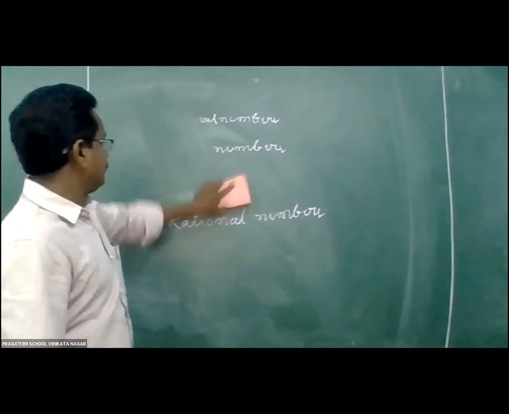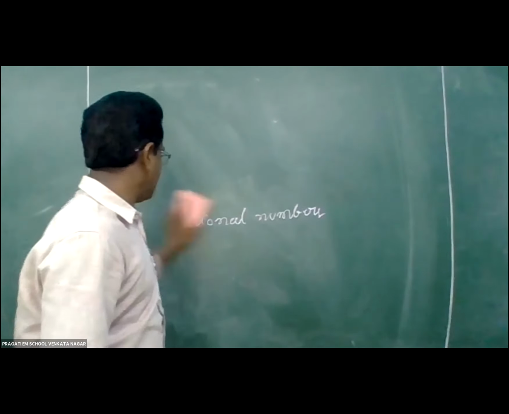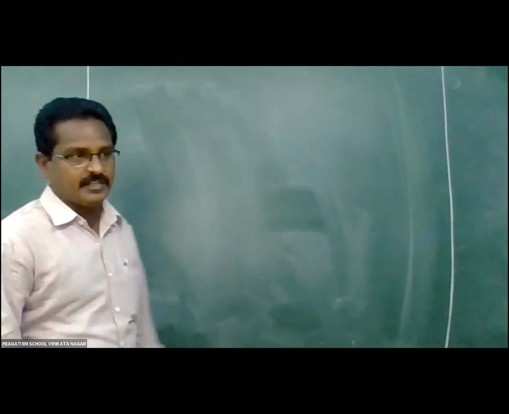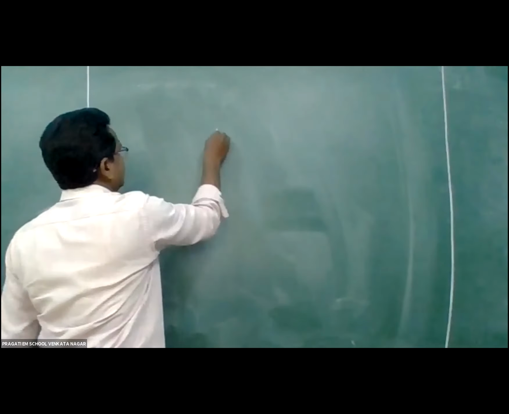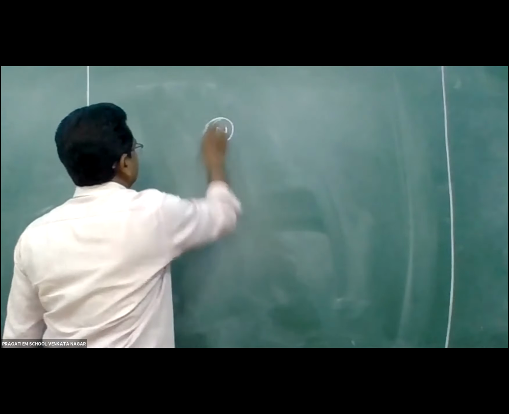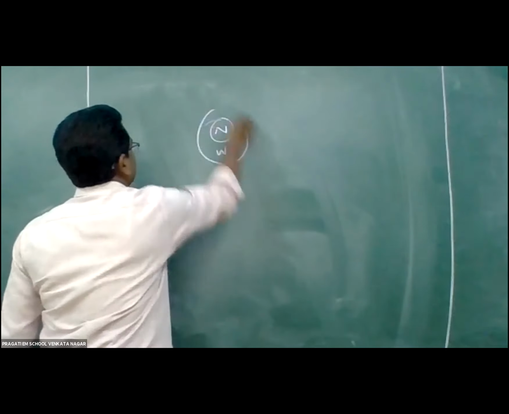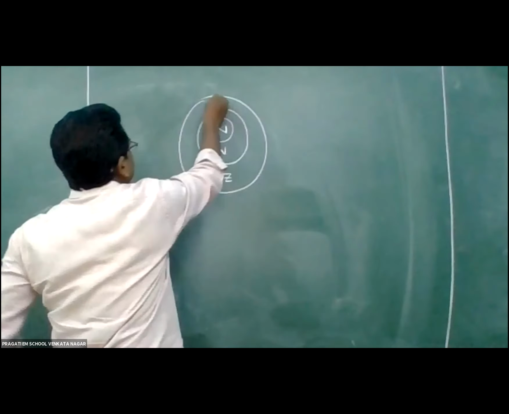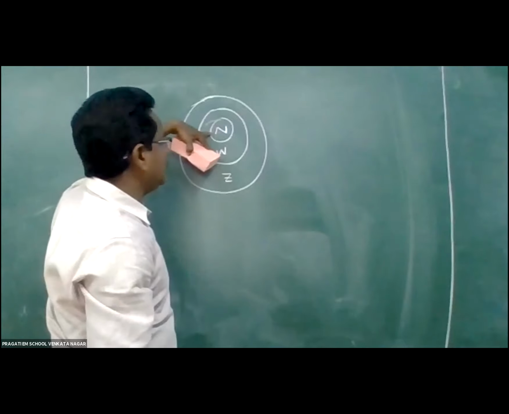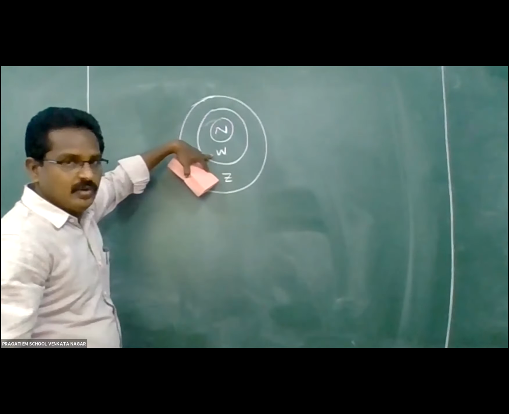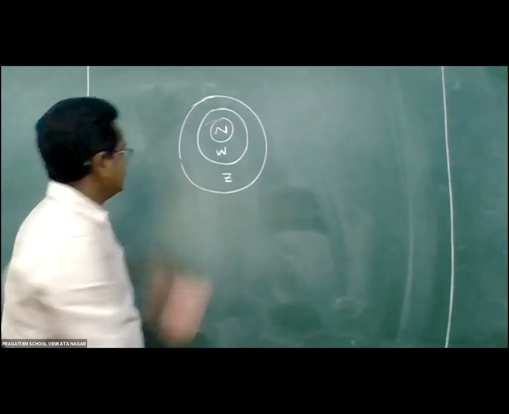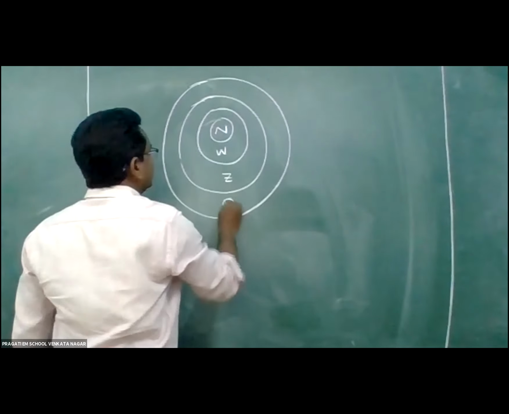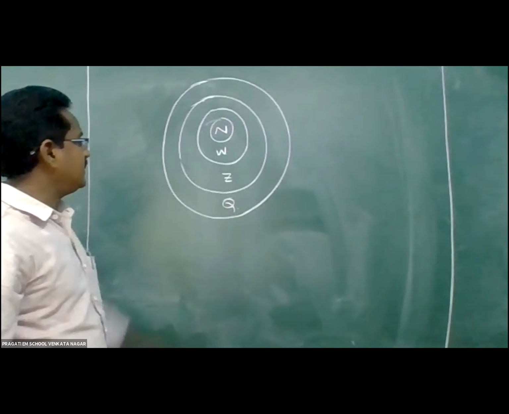Today we are going to learn more about rational numbers. Children, all of you look at the board. These are natural numbers, these are whole numbers, and integers. Every natural number is a whole number. Every whole number is an integer. Every integer is a rational number.